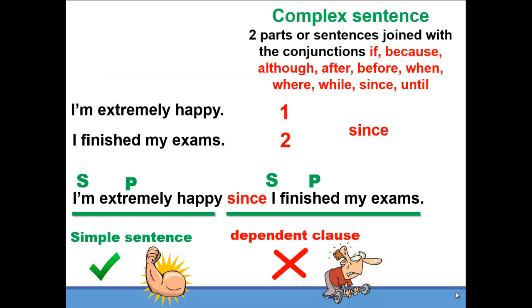Great. So let me remind you what is a complex sentence. It's a sentence that is made up of a simple sentence and a dependent clause joined together with the subordinating conjunctions if, because, although, after, before, when, where, while, since, and until.